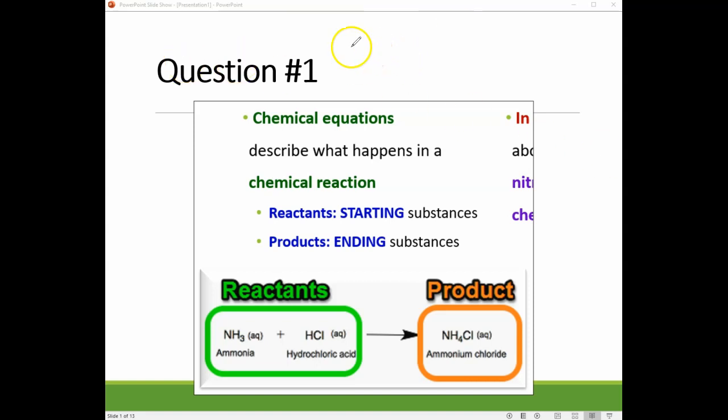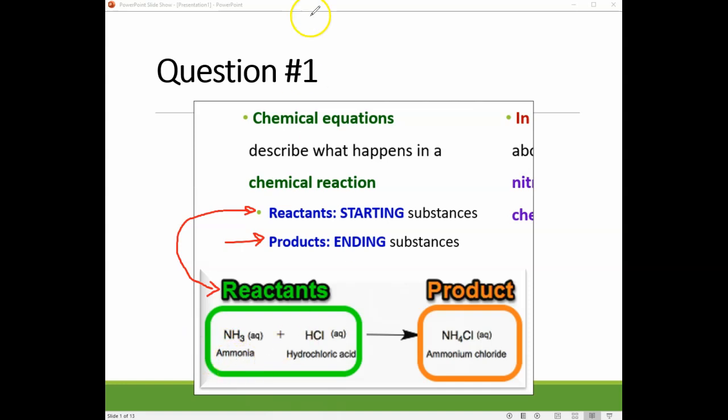So let's go ahead and take a look at question number 1. Question number 1 is pretty simple. Remember that we talked about chemical equations and how reactants are what you start with and products, on the other hand, are what you end with. So if we're taking a look at a reaction, you will see generally the reactants are on the left-hand side of the arrow. The starting side of the arrow.